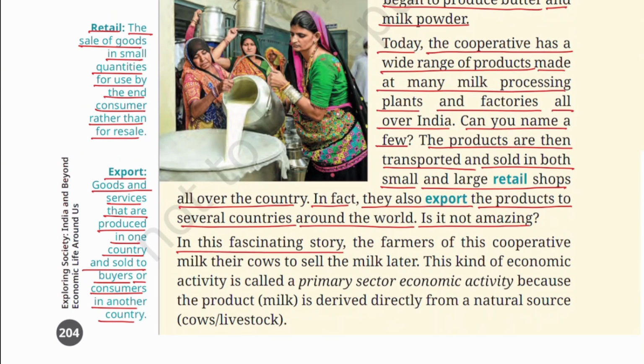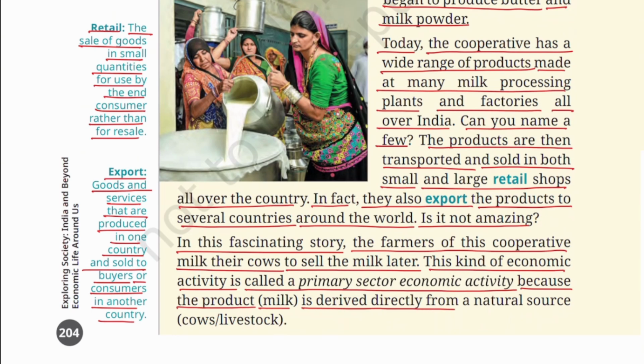In this fascinating story, the farmers of this cooperative milk their cows to sell the milk later. This kind of economic activity is called a primary sector economic activity because the product, milk, is derived directly from a natural source, cows or livestock.